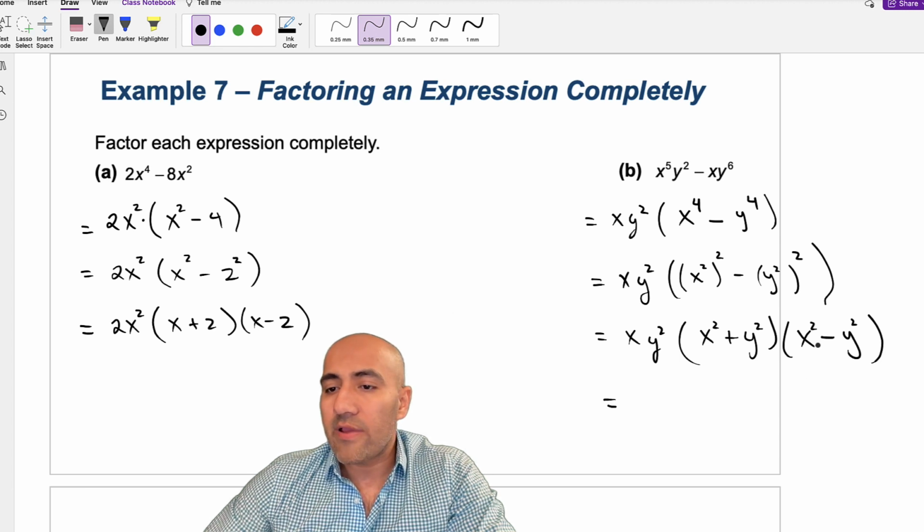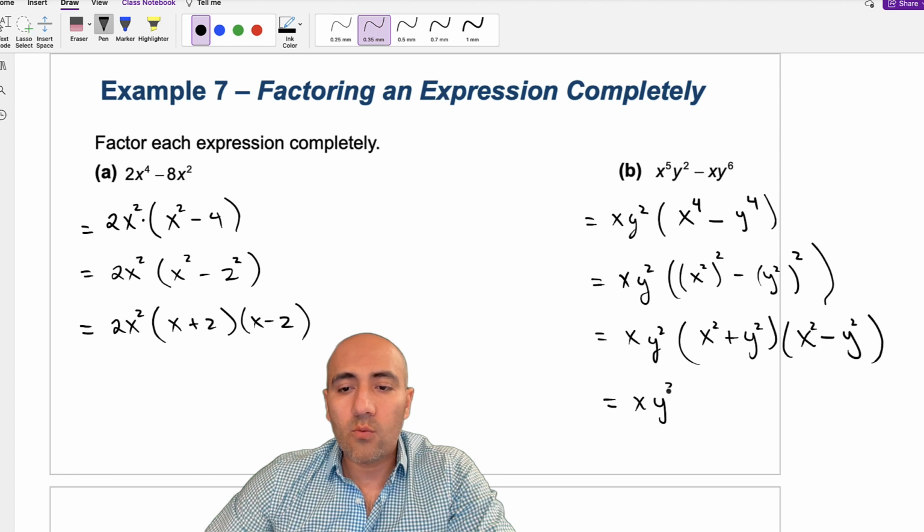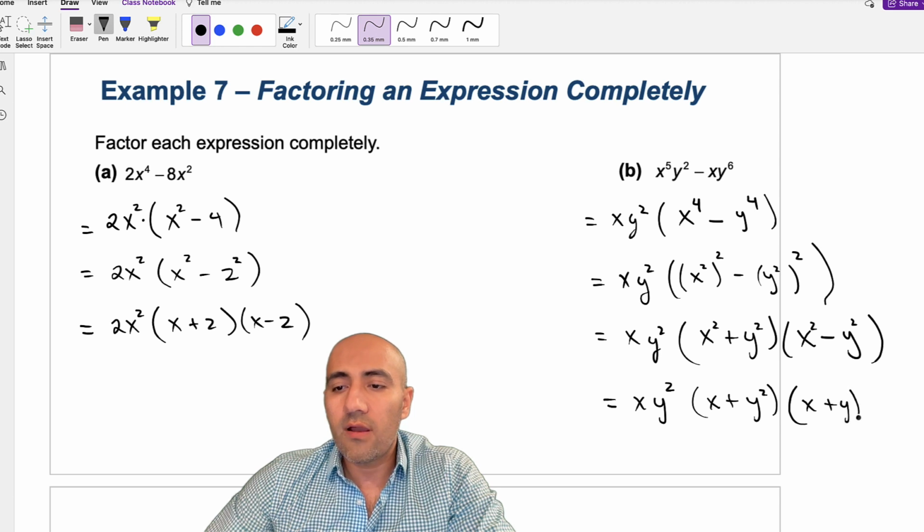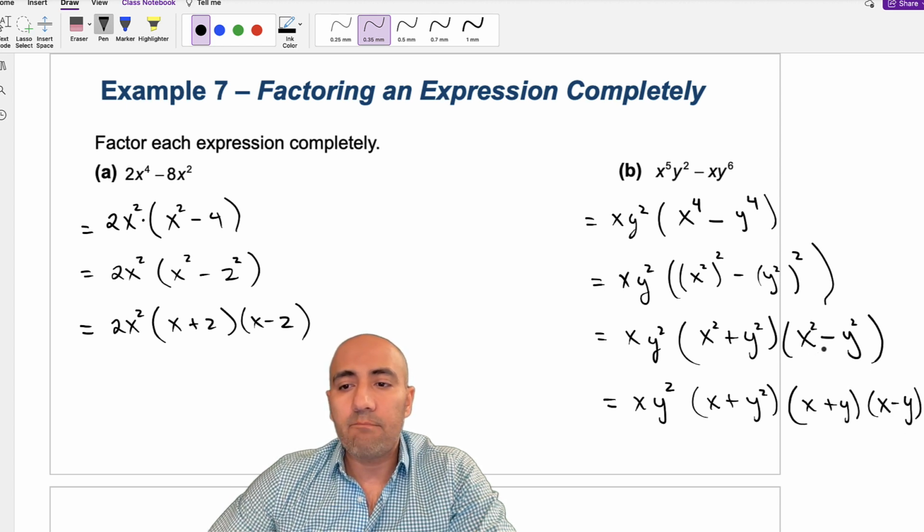However, again, we have another difference of squares over here. So this becomes xy squared, x plus y squared. And again, this becomes x plus y, x minus y, again using the same pattern of a difference of squares.